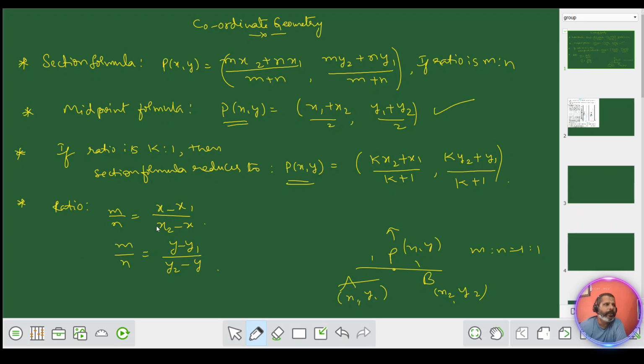The ratio can be found by this formula. If everything is given, meaning A, B, and P, all three points' coordinates are given, and they ask for the ratio, you can use the section formula or the k is to 1 formula. Directly, you can also use this formula: (x minus x1) by (x2 minus x), (y minus y1) by (y2 minus y). This is a little easier compared to the section formula if only the ratio is asked. Okay, we'll move to the exercise.